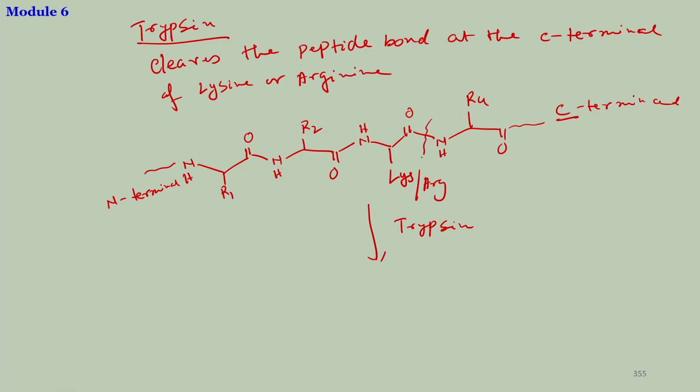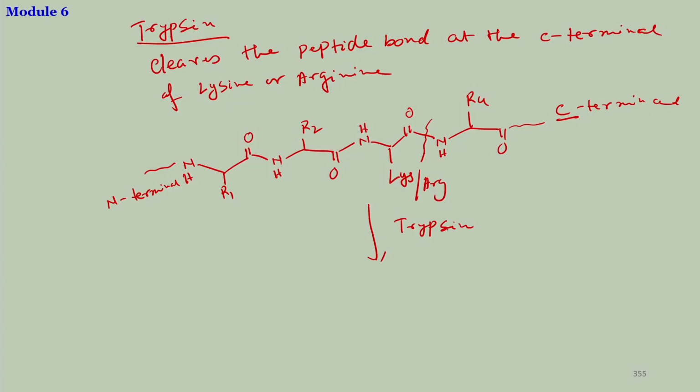That means here, this is the peptide bond after lysine. After lysine, this is the carbonyl group, so this is the C terminal part of the lysine. So after lysine, the following peptide bond would be selectively cleaved by the enzyme trypsin. It can be either lysine or arginine or both. So wherever there is lysine, wherever there is arginine, the following peptide bond would be chopped off by trypsin.